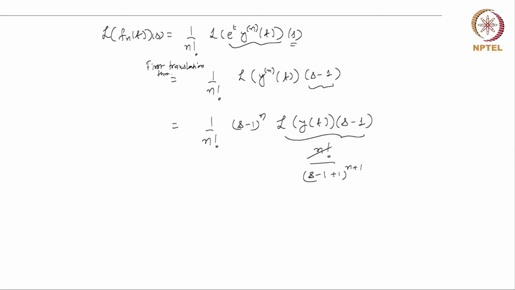So this n factorial and this n factorial cancel out, and you are left with s minus 1 to the power n over s to the power n plus 1, and this is valid for s greater than 1.